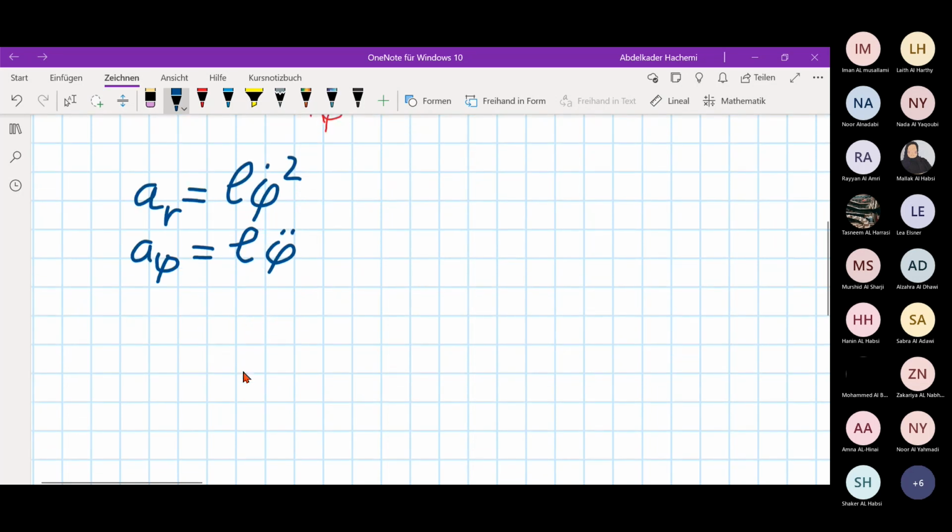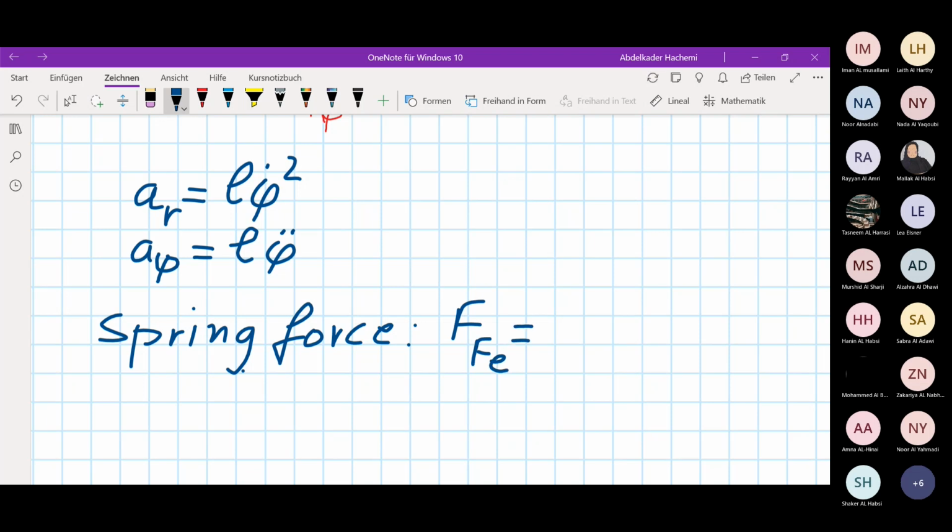Also, we have here the spring force F_A. It's always given by C multiplied by s.